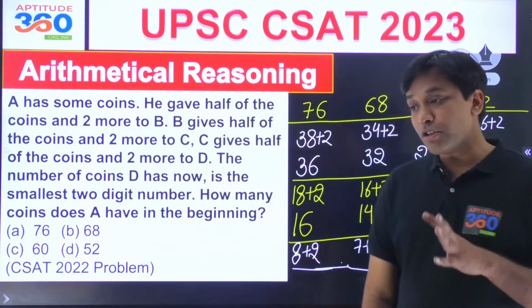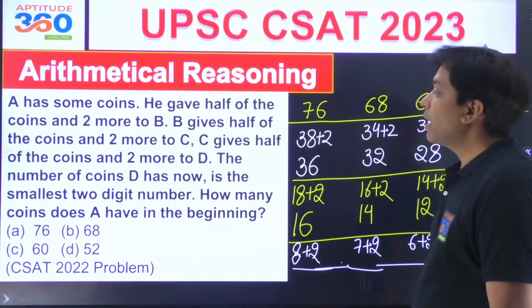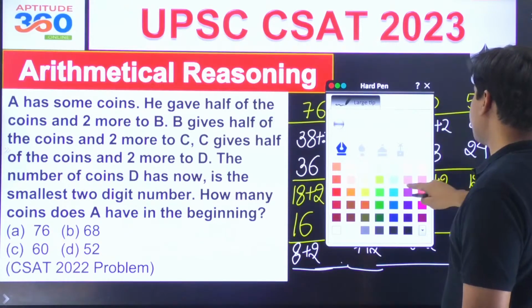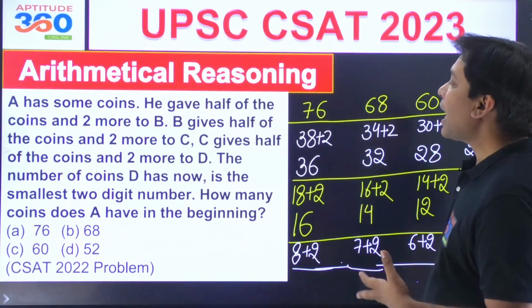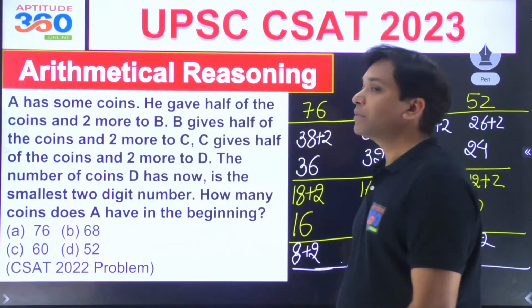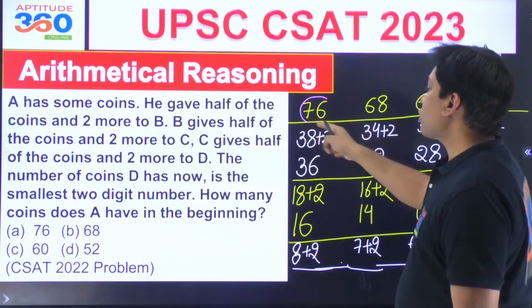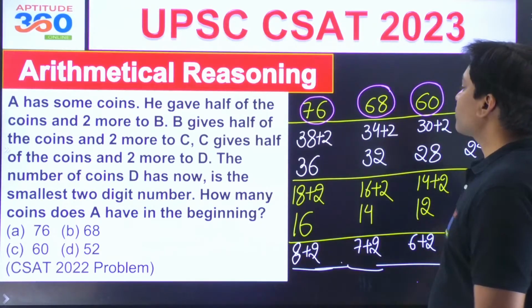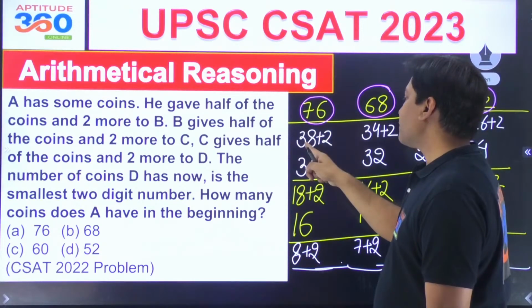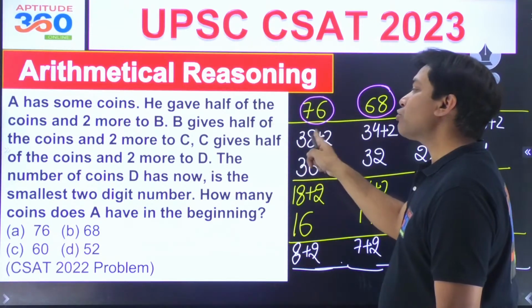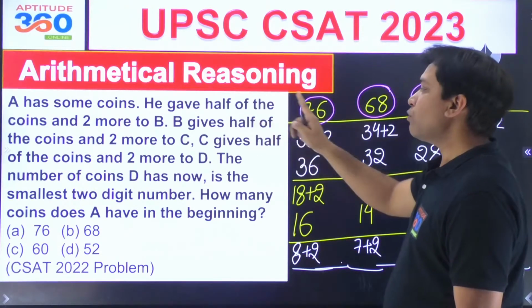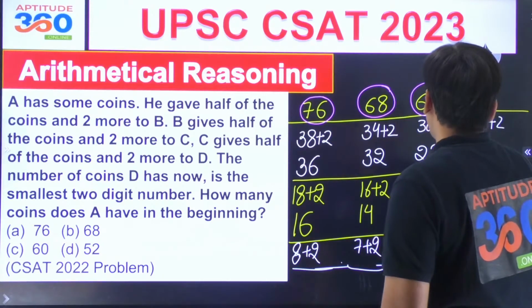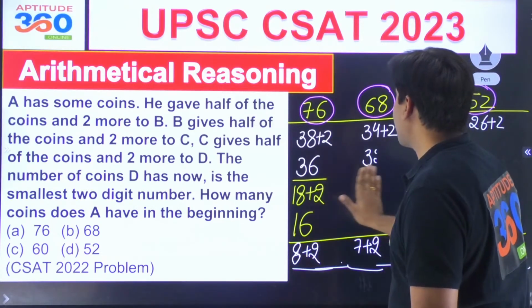Now this is a very good problem to simplify. What does this problem say? A has some coins, and he gives half of the coins and 2 more to B. So I say that okay, these are the options that are given to me: 76, 68, 60 and 52. What is going to be half of it? Half of this value is going to be 38. 38 plus 2, A gives to B, isn't it? Okay, I made a mistake here. I should not have done this thing.